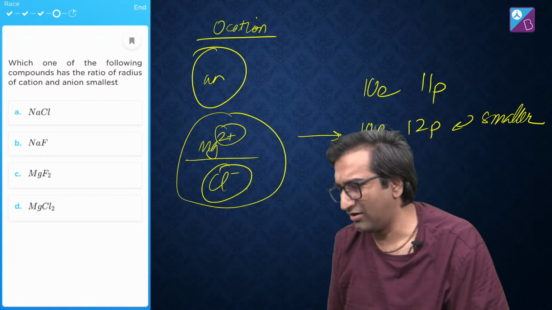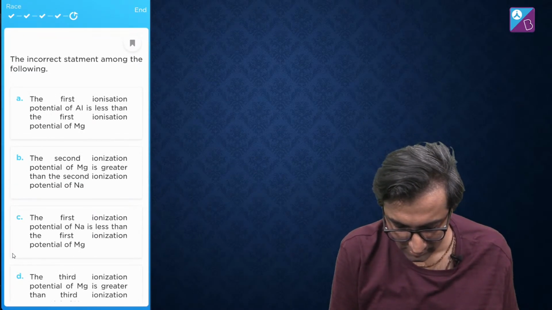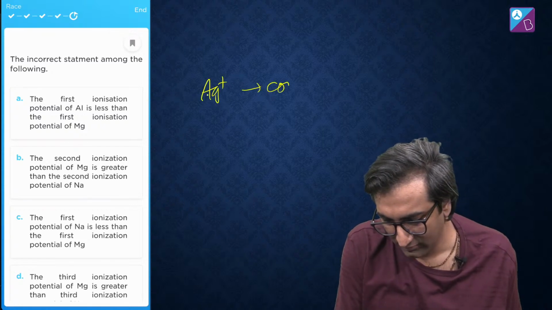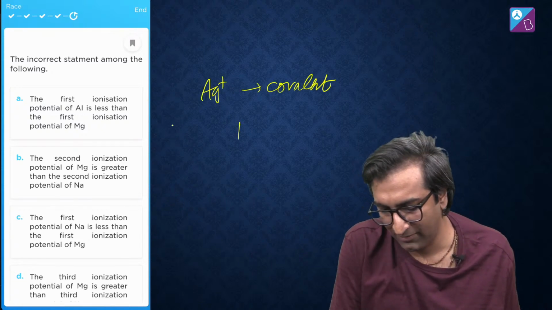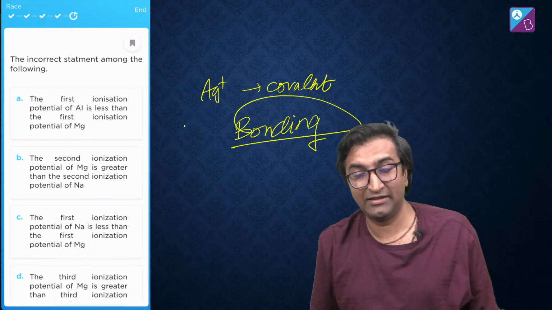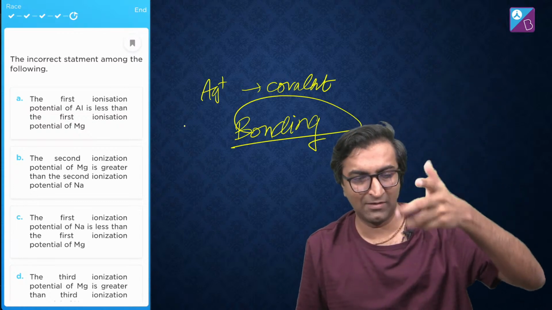Fajan's rules are taught later on. I don't think Fajan's rules are taught in bonding. Oops. I'll talk about it when we do chemical bonding. What I told you about Ag plus large being covalent, etc., that comes in chemical bonding. We'll do it there. If you want to know Fajan's rules right now, go to my session, I taught it last year. Go to the Bento link and check there.